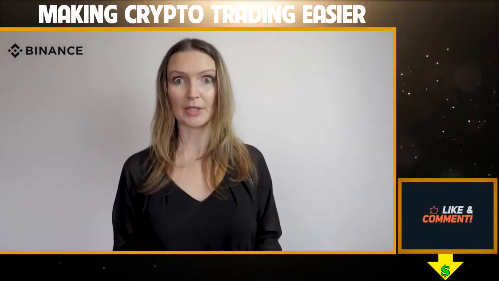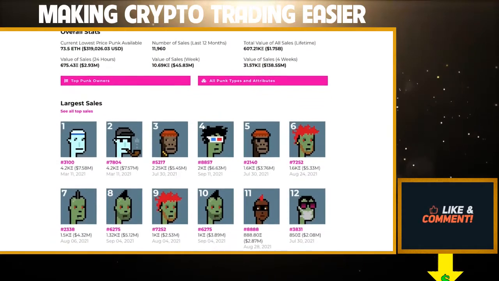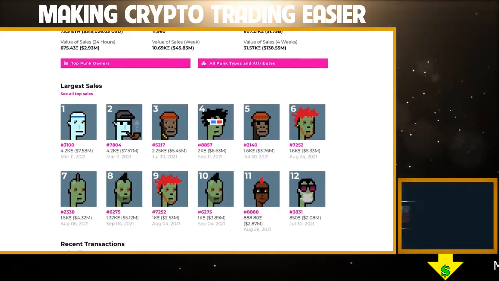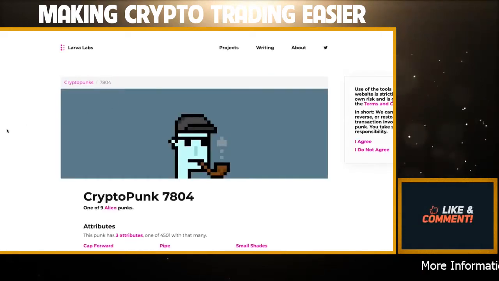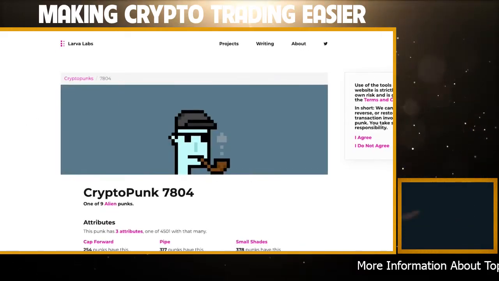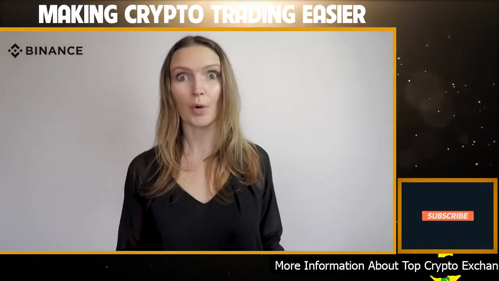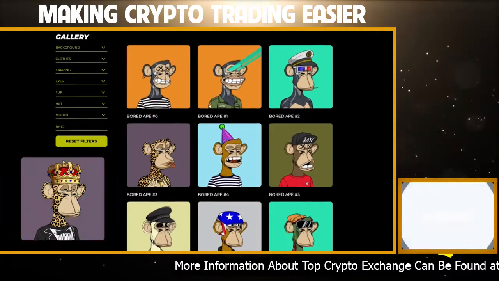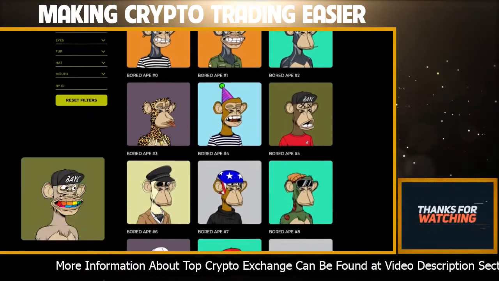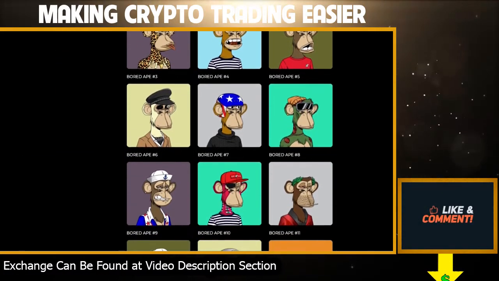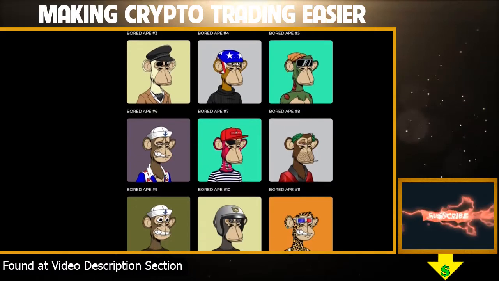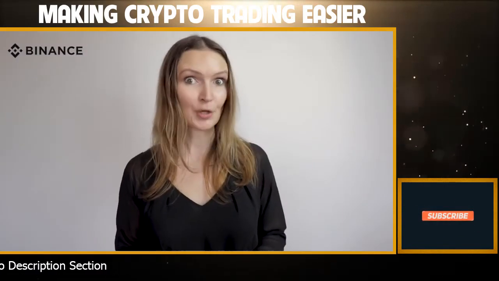NFT artwork worth mentioning is CryptoPunks, which consists of a limited number of small pixelated faces, all with unique features. One of the highest selling CryptoPunks sold for 4,200 Ethereum. Bored Ape Yacht Club is another NFT art project you should be looking at. There are only 10,000 of these NFTs available, each with entirely different traits, some rarer than others. Their traits determine their value.